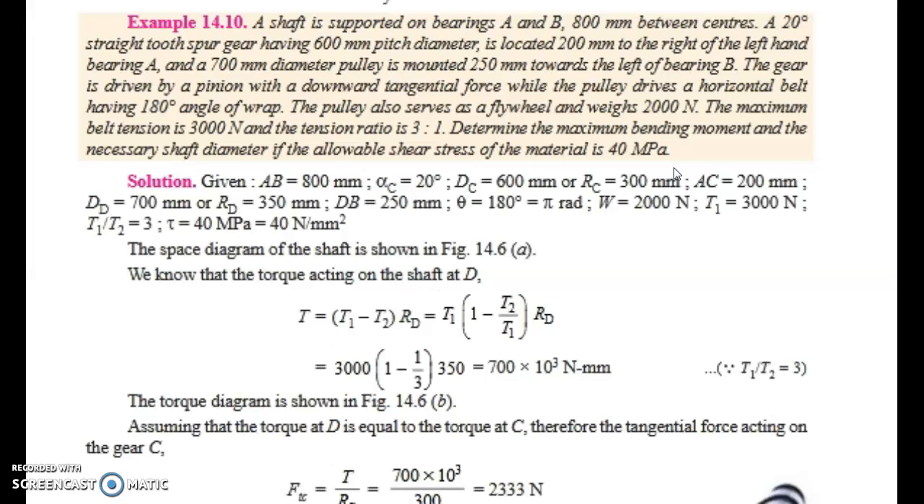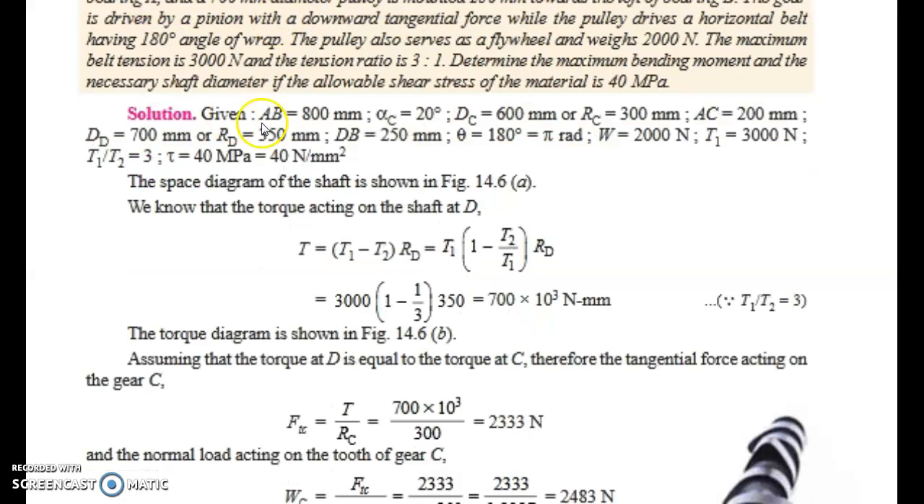In this question they are giving two bearings. In between the two bearings we have one pulley and one gear. So we can write the given data first. Given that the bearing distance, that is A and B, is equal to 800 mm, the alpha is given for the gear, that is 20 degree. Then the diameter of the gear, pitch diameter, is 600 mm. We can write it as radius also, that is 300 mm.